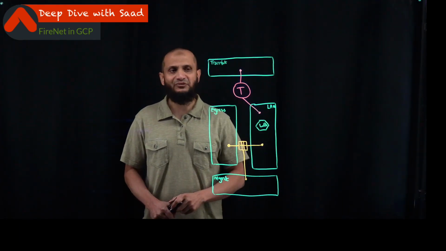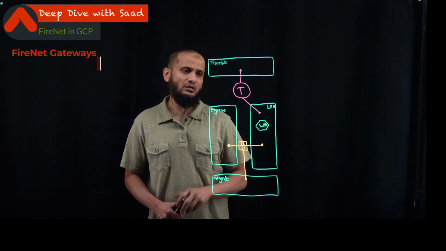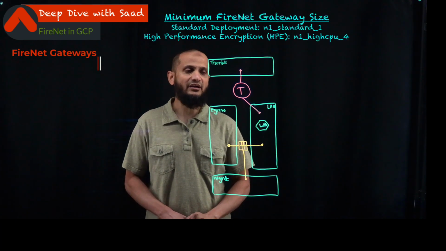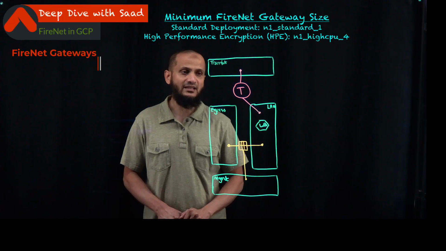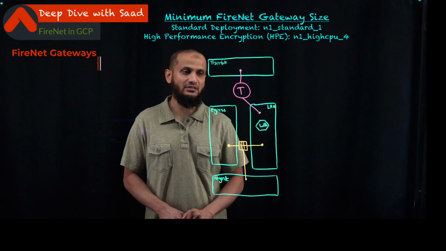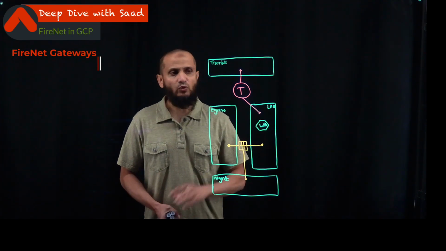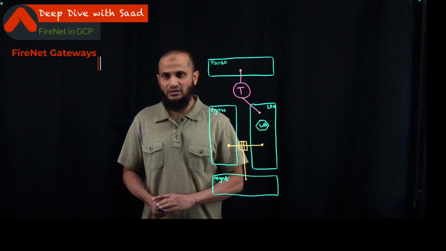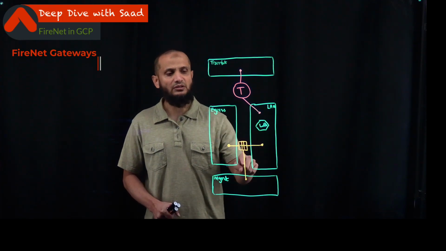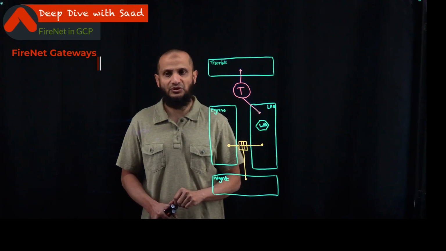For high availability and redundancy purposes, you always deploy 2 transit FireNet gateways, and both will be in different availability domains. The minimum size of these FireNet transit gateways for standard deployment is N1 standard 1, and for high performance encryption or insane mode it is N1 high CPU 4. We require a minimum of 2 network interfaces. As you can see over here, a dedicated LAN interface is required where your firewall and Aviatrix transit gateways communicate with each other.